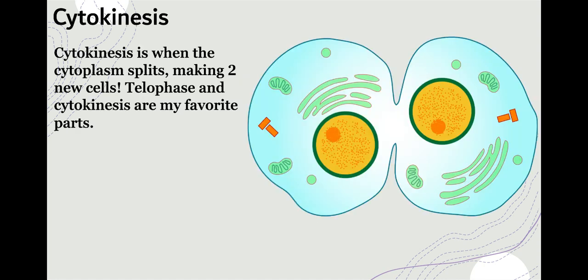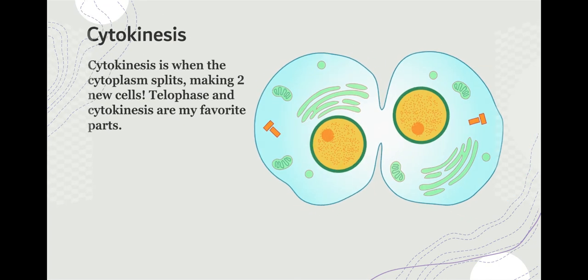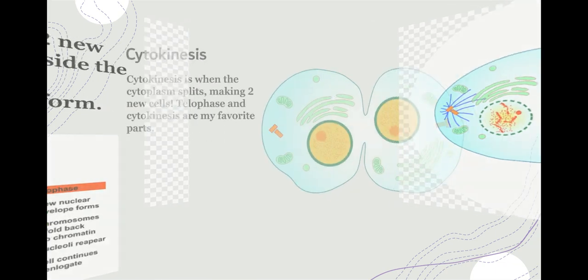And yeah, so that is mitosis, and I just wanted to say a quote in the video. This is a quote by Albert Einstein, who says, "If you can't explain it to a 6-year-old, you don't understand it yourself." This just means that in everything you learn, you have to make it simple for you and understandable for everyone you teach it to. So yeah, let's just make a review.